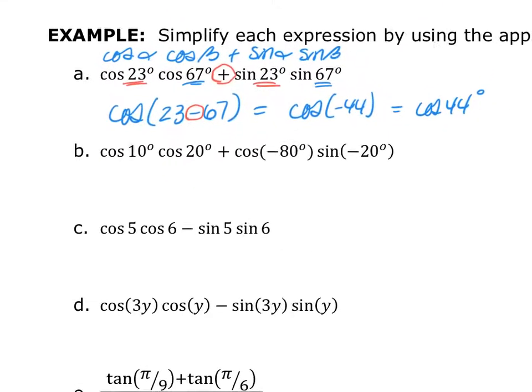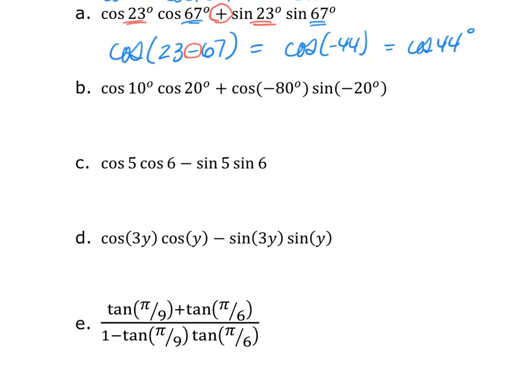Okay, so please do B, C, D, and E. When I do B, the first thing I'm going to deal with is the odd and even on the sine and cosine that we learned from yesterday. So I know that this cosine is even. So the cosine of negative 80 degrees is just the cosine of 80 degrees. And then the sine of negative 20 degrees, that negative will pull through. So I'm going to rewrite this as the cosine of 10 degrees, cosine of 20 degrees. And that's going to be a minus.